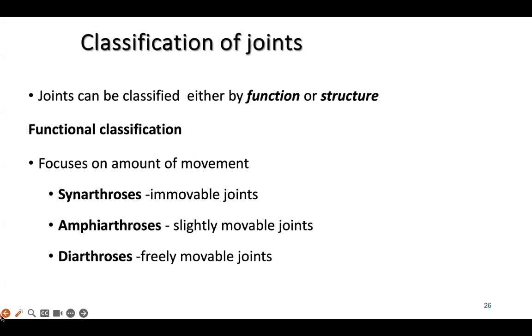The third type is the diarthrosis joint. These are freely movable joints. Most of the joints in our body are diarthrosis joints, especially most of the joints in the upper limb and lower limb. They are freely movable joints.